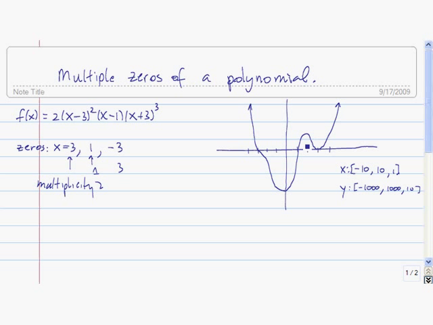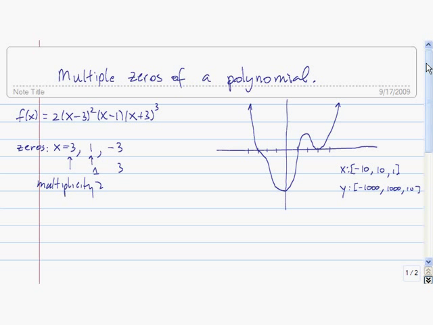Then the zero at 1. 1 is located right here. Notice, 1 has a multiplicity of 1. Notice how the graph pierces the x-axis here. At the zero of -3, which is right here, the graph also pierces the x-axis, namely it goes through it, but it curves a little bit.